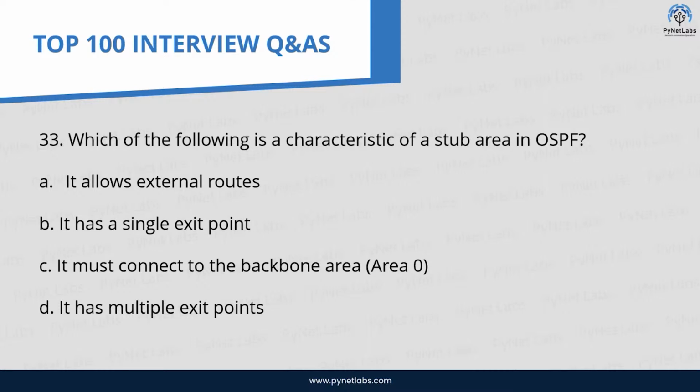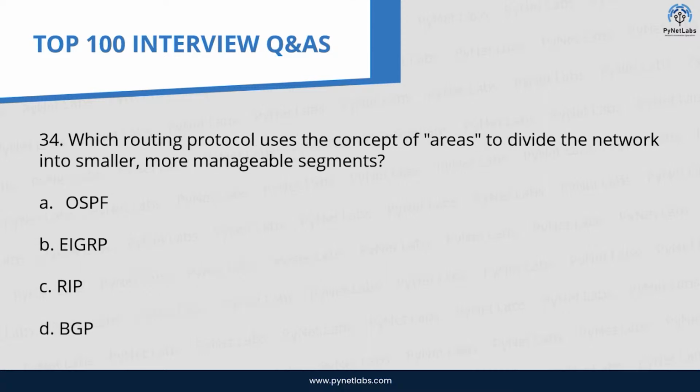And multiple exit points, for sure, is not the correct answer. So the correct answer is option B, because it says it has a single exit point. In stub areas, we use a default route to represent all the routes outside the area, and this default route is advertised by the ABR into the stub area. Therefore, the routers within the stub area forward traffic destined for external networks towards a single exit point using the area border router. That's the correct answer and explanation for question number 33.